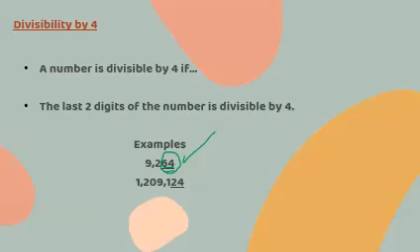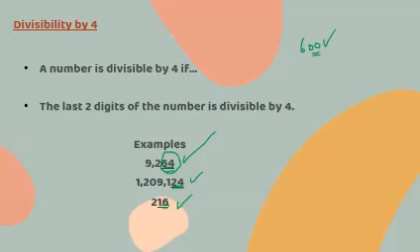Another example, 1,209,124. The ones and the tens together is 24, and you know that 24 is divisible by 4 because 4 times 6 is 24. So the whole number is divisible by 4. And 216, 16, of course, is a number which is divisible by 4. Also, I got, for example, 600. If you look at 600, we have zeros in the ones and the tens, and you know that 0 is a multiple of our number, so this number is divisible by 4.